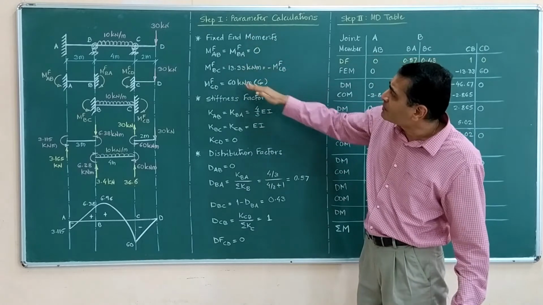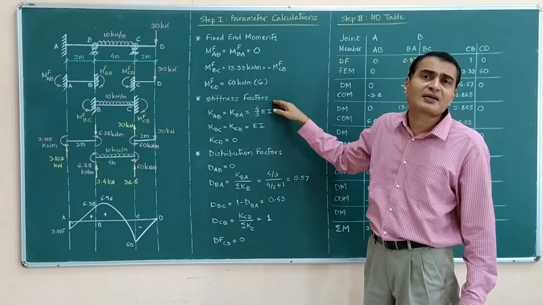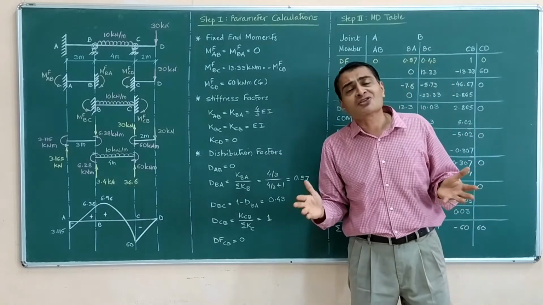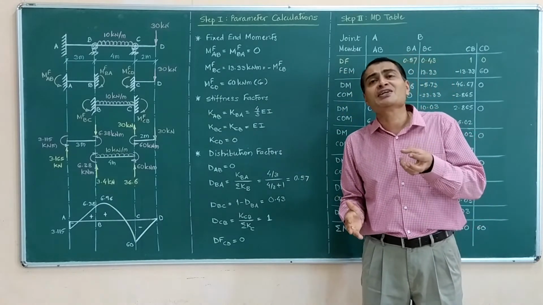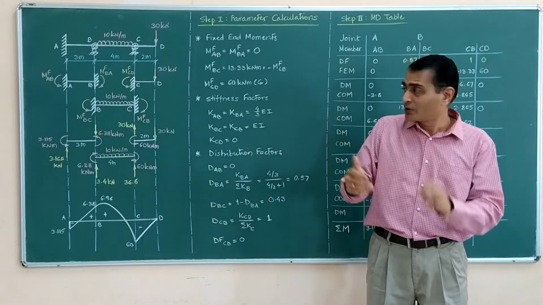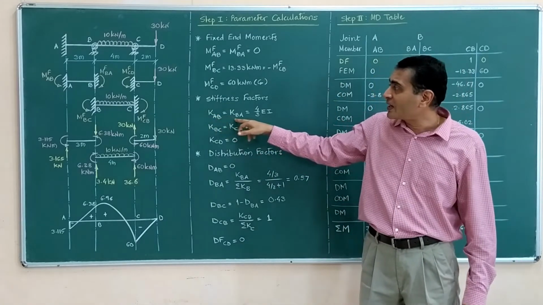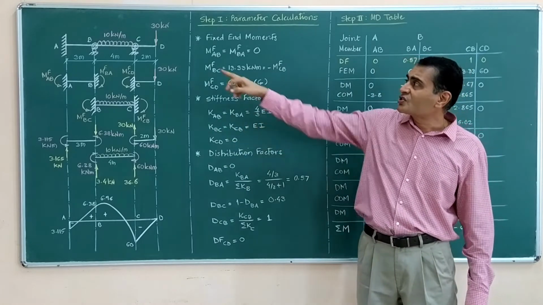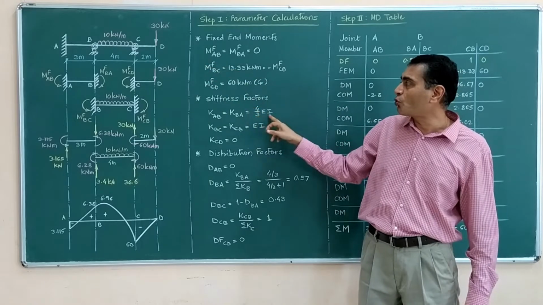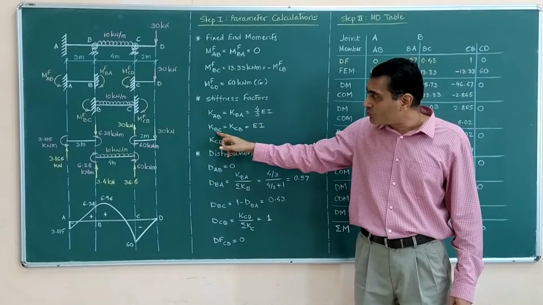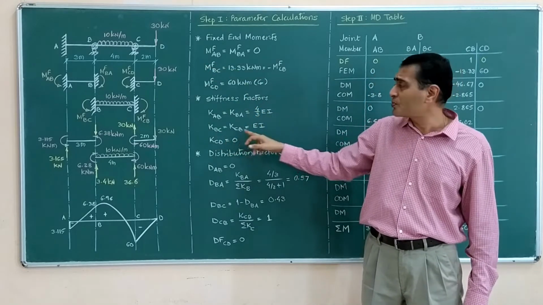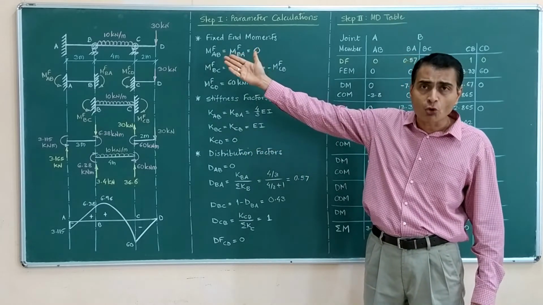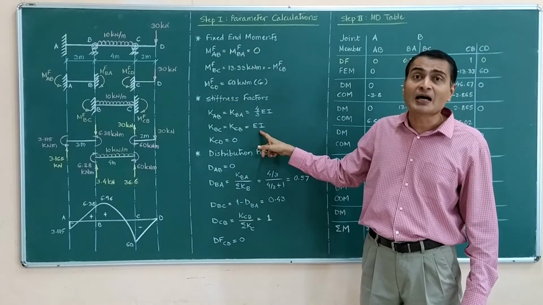After finding fixed end moments, stiffness factors or rotational stiffnesses, we are aware 4EI upon L is the rotational stiffness when near end is hinged, far end is fixed. So K of AB, K of BA, of course same, that is 4EI upon L, span being 3 meters, I have written 4 by 3 EI. K of BC, same as of course K of CB, which is 4 EI by L, L is 4, so 4 by 4, I am getting just 1 EI.